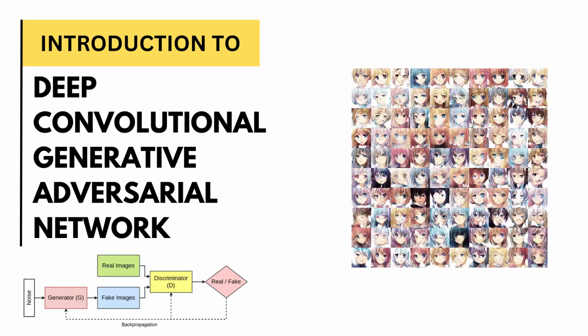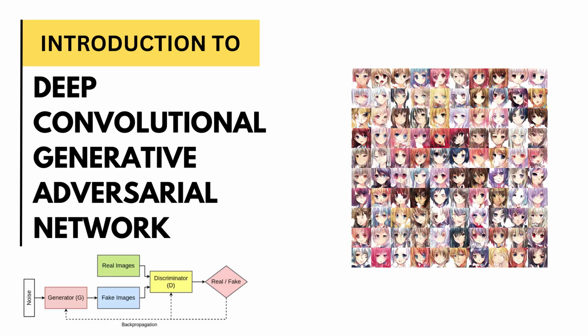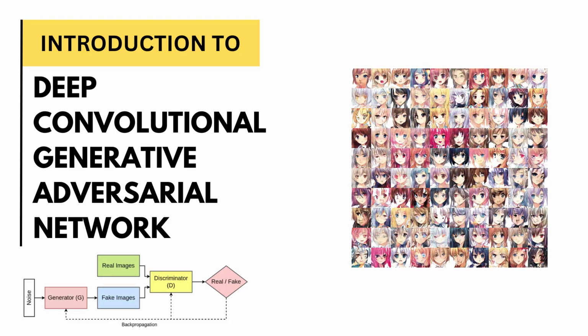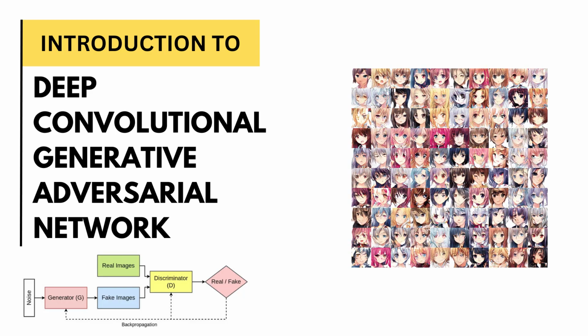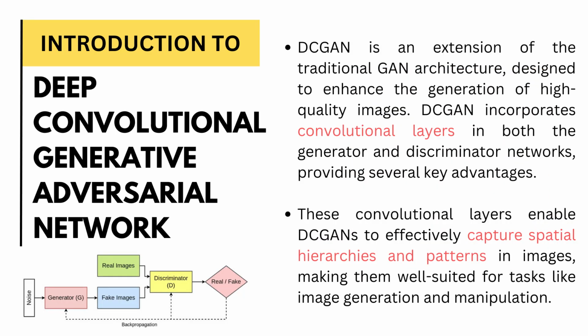In this video, we will delve into the fascinating world of GAN and specifically explore the implementation of DCGAN, that is Deep Convolutional Generative Adversarial Network. DCGAN is an extension of the traditional GAN architecture designed to enhance the generation of high quality images. DCGAN incorporates convolutional layers in both the generator and the discriminator networks, providing several key advantages. These convolutional layers enable DCGANs to effectively capture spatial hierarchies and patterns in images, making them well suited for tasks like image generation and manipulation.